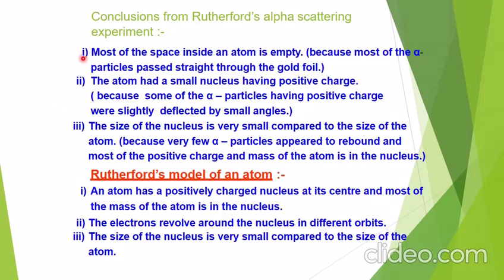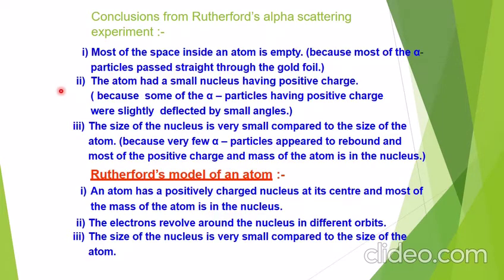So most of the space inside an atom is empty. कैसे पता चला? Because most of the alpha particles pass straight through the gold foil. When the alpha particles are passing straight through the gold foil, it means उनके रास्ते में कोई रुकावट नहीं थी, किसी पार्टिकल से वो नहीं टकराया, means वो पार्टिकल straight away travel हो गए.